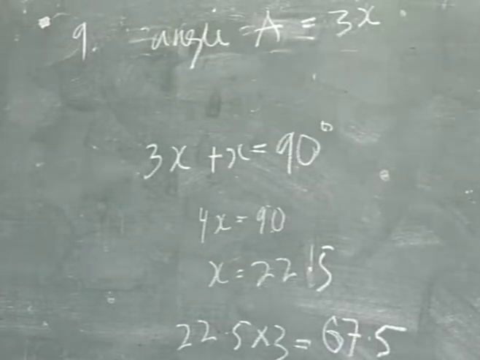The equation is 3x plus x equals 90 degrees because complement means two angles adding up to 90 degrees. So 4x equals 90, x equals 22.5, and since we are looking for angle A, we multiplied by 3 to give us 67.5.